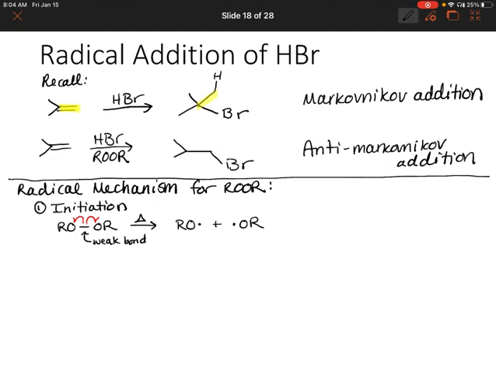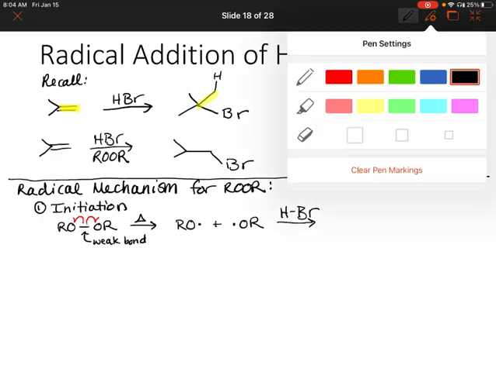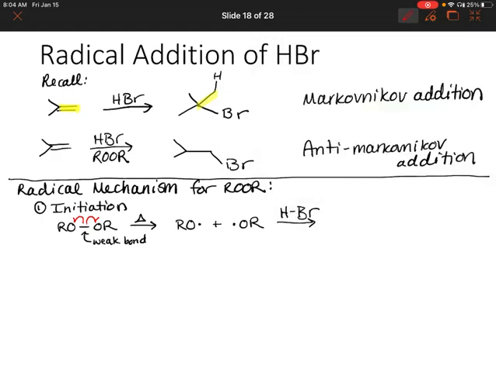Now, in the next step, we're going to add HBr. And one of the OR radicals is going to grab onto a hydrogen. Or it's going to abstract a hydrogen. And then an electron will be left behind on bromine. All right, so we've generated a bromine radical, and now we can go on to the propagation steps.